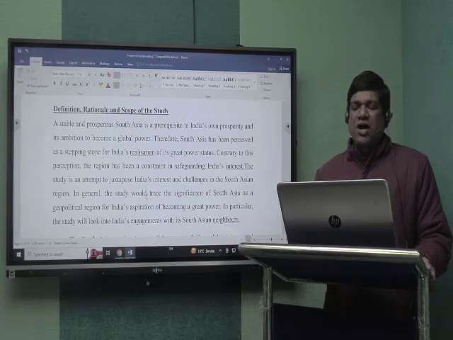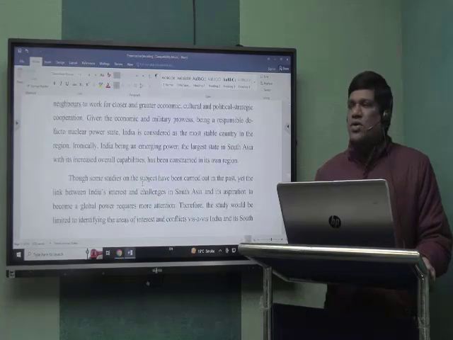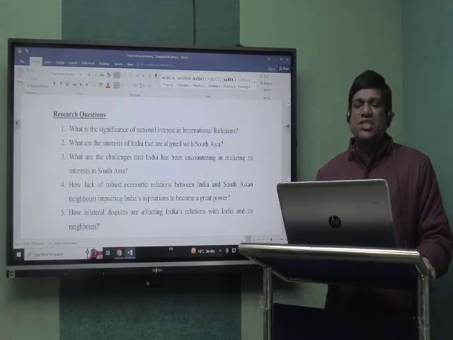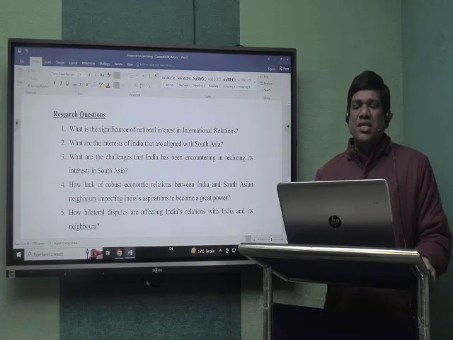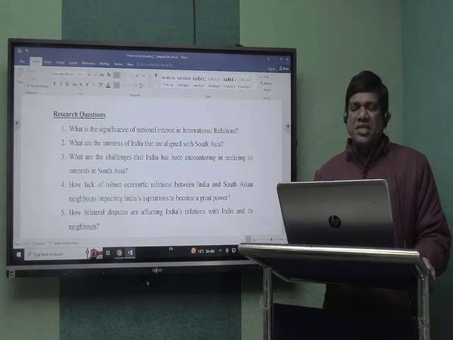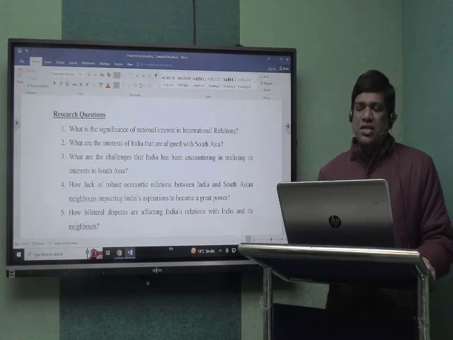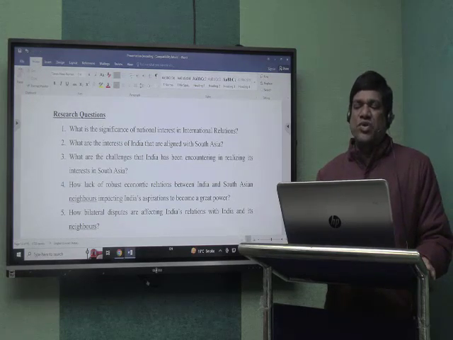Then comes the objectives or research questions. So in this particular proposal, research questions is used. These are the questions you frame based on what you are planning to probe, what you want to research about. So either objectives or research questions you can use.